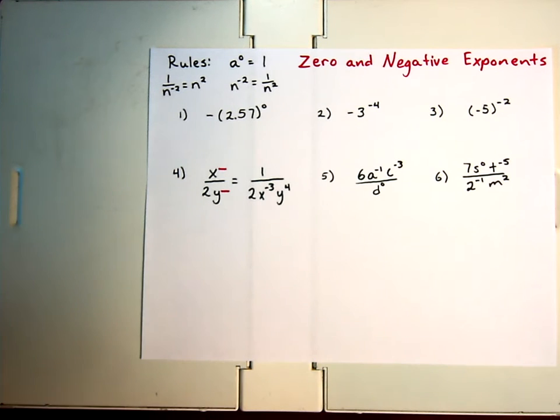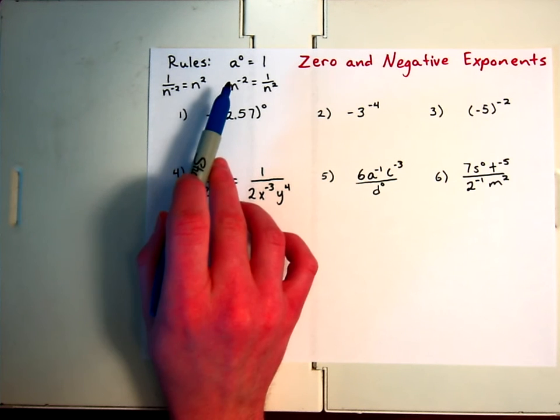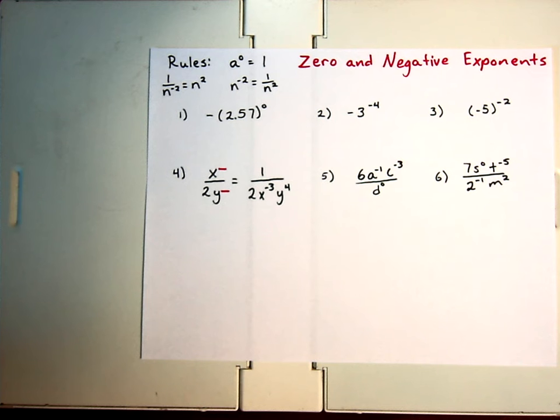For this lesson, we're talking about zero and negative exponents. It's important to understand a few different rules. First of all, and I have the rules up here in the top left corner, any number to the 0th power in math is considered to be equal to 1. So really simple, just remember that anything that is to the 0th power is equal to 1.